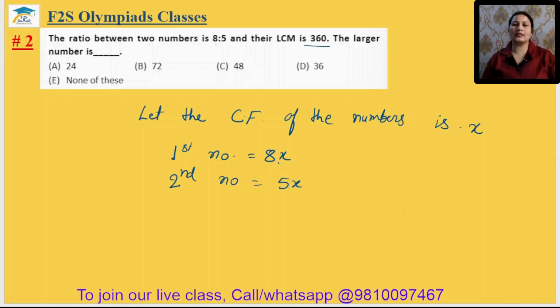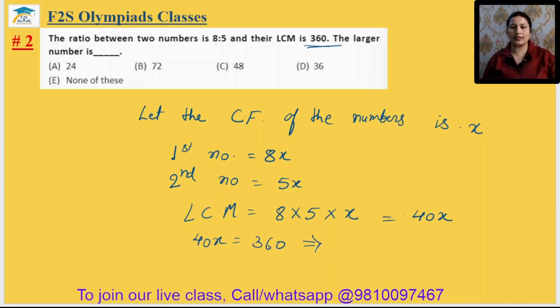Now the LCM of 8x and 5x will be 8 multiplied by 5 multiplied by x, that is 40x. And we know that the LCM 40x equals 360. So this implies x equals 9. So the first number will be 9 multiplied by 8, 72. The second number will be 5 multiplied by 9, 45. That is in the options. So the largest number will be option B. Second answer is option B.